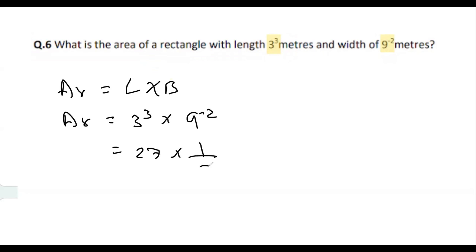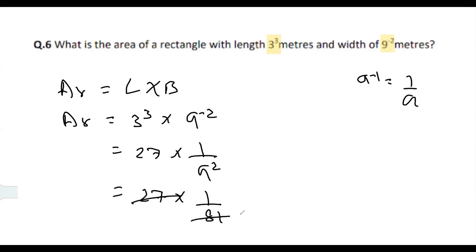But this I can write as 9 raised to the positive power 2, as you know that a raised to the power minus 1 is 1 over a. So this is 27 multiplied by 1 over 9 squared, which is 81. I can reduce it 27 by 3 times. So 1 over 3 meter square or square meter is what should be the area of this rectangle.